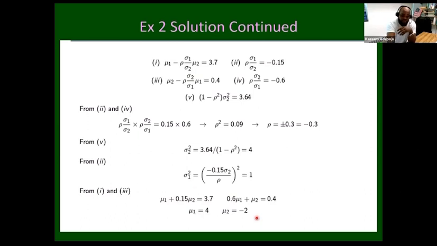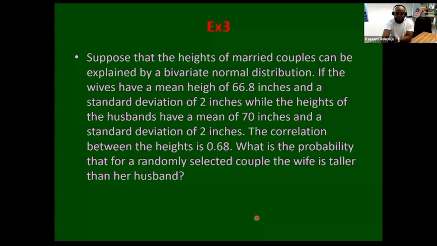That's super easy. Now I'm going to give you an exercise where you're going to use the idea of a joint normal density. Suppose that the height of married couples can be explained by a bivariate normal distribution, where the wives have a mean height of 66.8 inches and a standard deviation of 2 inches, while the husbands have a mean of 70 inches and a standard deviation of 2 inches. The correlation between the heights is 0.68. What is the probability that, for a randomly selected couple, the wife is taller than the husband?